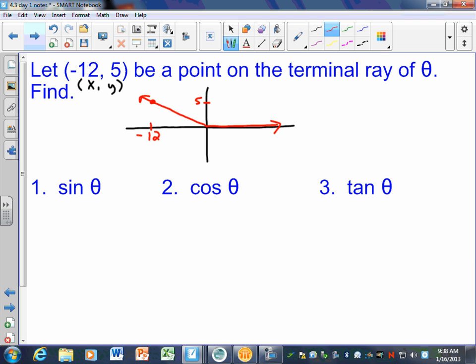If you want a picture. Here's the thing, you don't really have to have a picture, because what do you need to do these? You need X, you need Y, and you need R. We already know that X is negative 12. We know that Y is 5. And could I find R without ever drawing a picture? Because I know that R is always going to equal the square root of X squared plus Y squared, or X squared plus Y squared equals R squared.